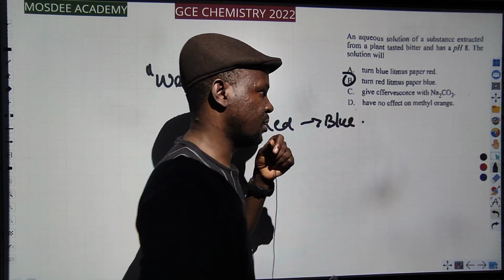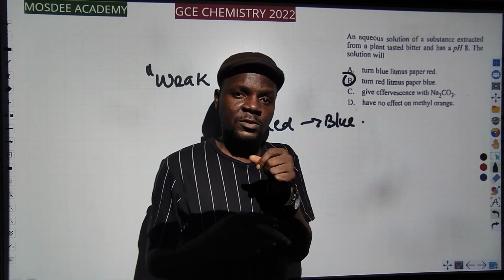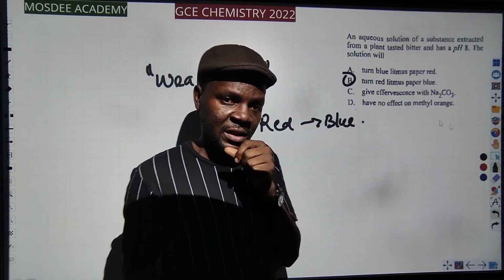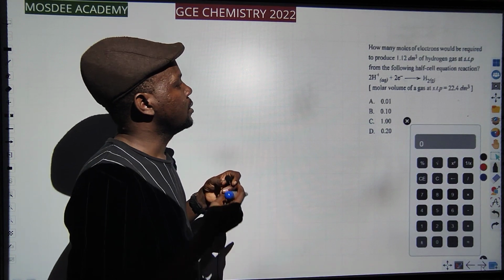Then the last one says has no effect on litmus. It's also a characteristic of what? It's not a characteristic of a base, because a base will change the color of litmus. The next one. Thank you, my dear admin.